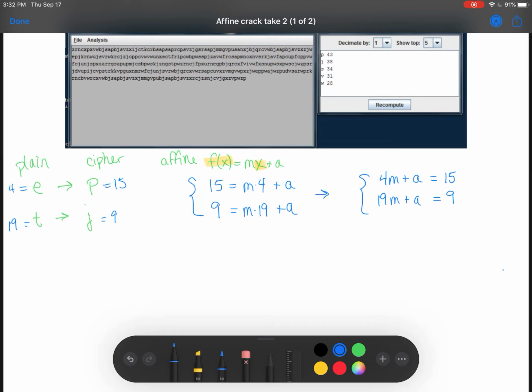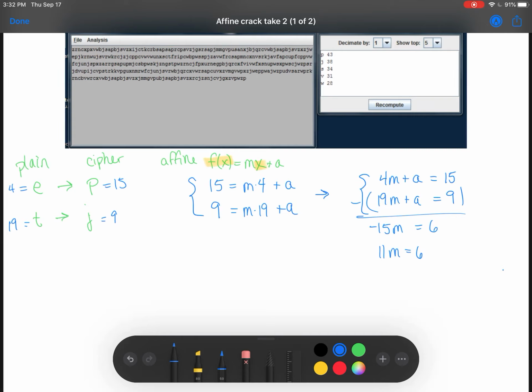So what we would want to do is take these two equations and subtract the second one from the first, of course working mod 26. So 4m minus 19m gives us negative 15m, and I'll convert that to mod 26 in just a minute. A minus a gives 0, so that's helpful because it takes away one of our unknowns. And then 15 minus 9 is equal to 6. It turns out negative 15, you could add 26 to that to get 11m equals 6.